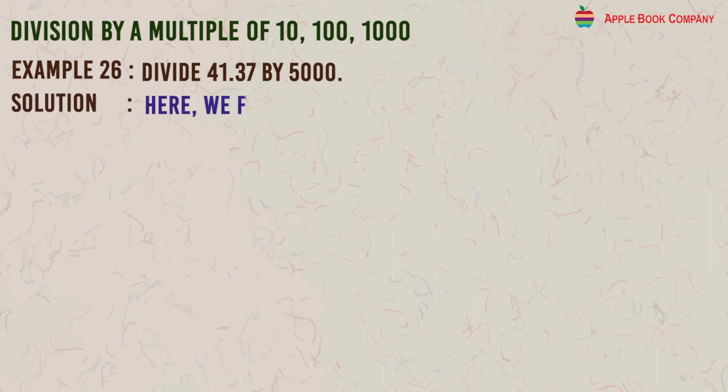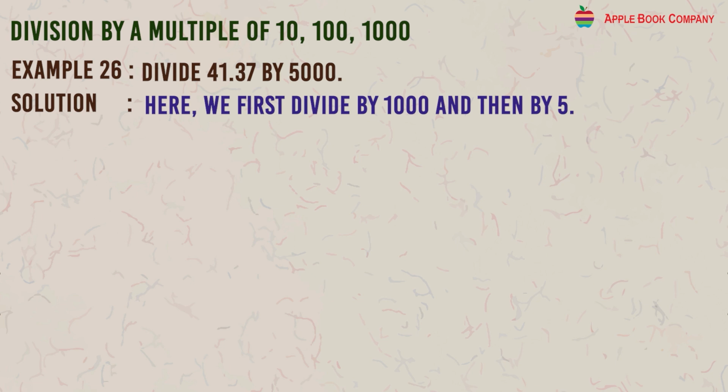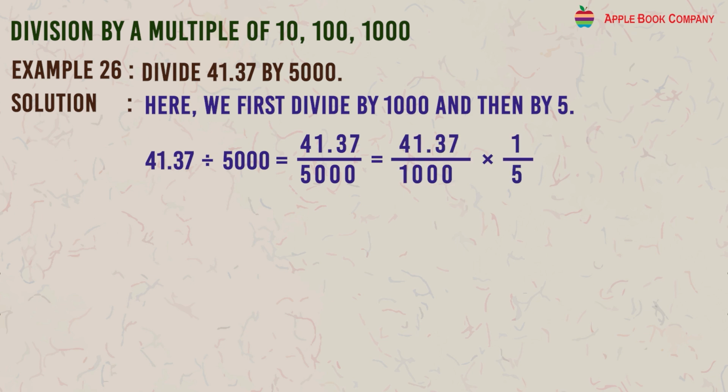Example 26. Divide 41.37 by 5000. Solution. Here we first divide by 1000 and then by 5. Therefore, 41.37 divided by 5000 is equal to 41.37 by 1000 into 1 by 5, which is equal to 0.04137 by 5, which equals 0.008274. I hope you understood the concept, children.